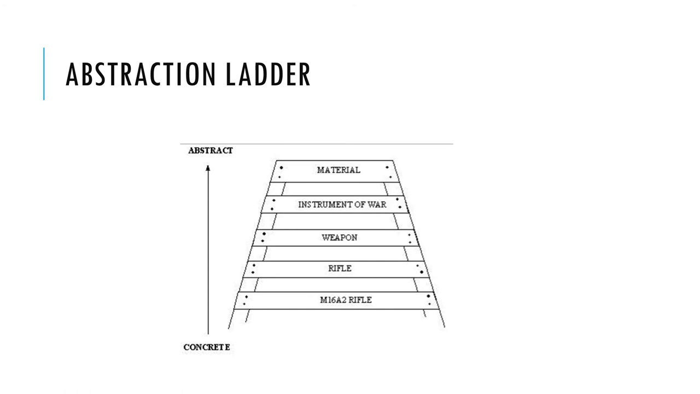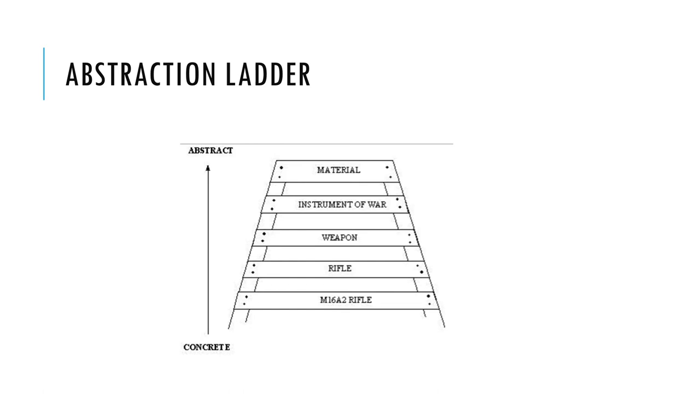So the first rung of the ladder, we have the word material. Now, material could be anything: metal, wood, yarn, cloth, any material. When we move down to the next rung of the ladder, we have instrument of war. Again, that could be many things. It could be tanks, it could be words, it could be guns, and so on.